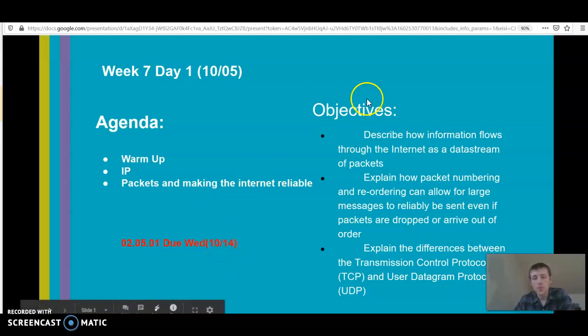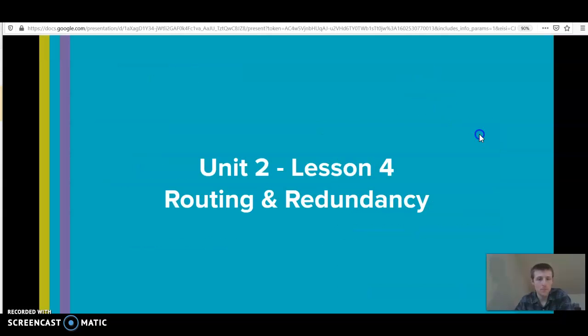Our objectives for today were to describe how information flows through the internet in terms of packets, explain how packet numbering and reordering can allow for large messages to reliably be sent, and how packets being dropped does not affect that. And then we explain the differences between TCP and UDP and how you can identify them.